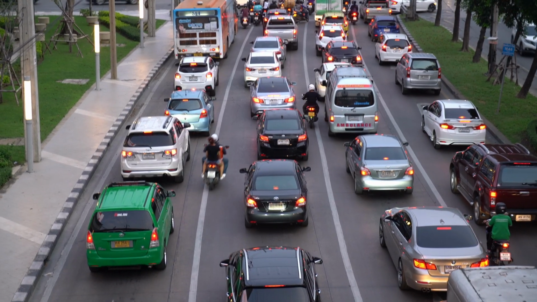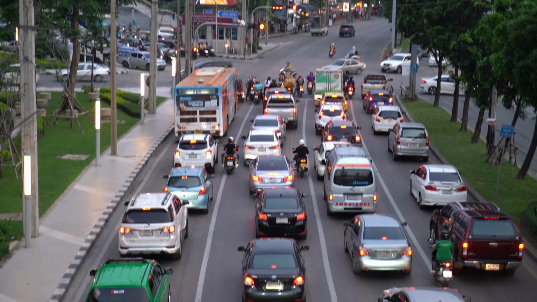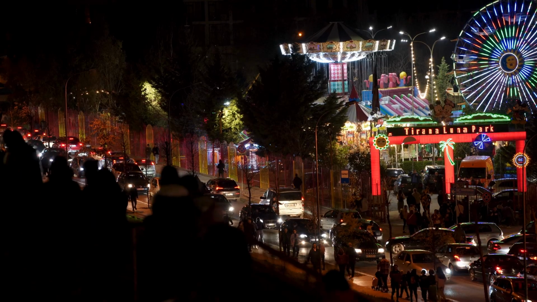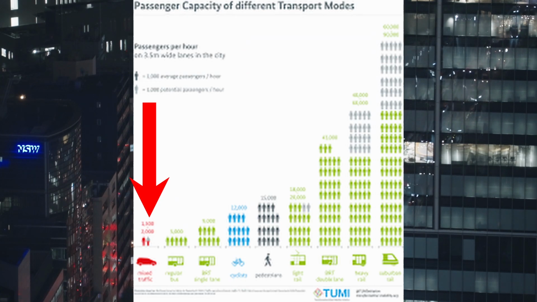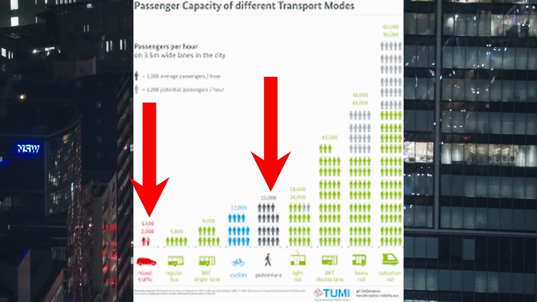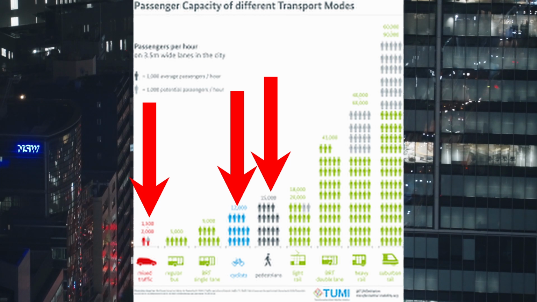Cars are an inefficient way of transporting a large amount of people in a short amount of time, which you can see with events as well, with a single car lane having a capacity of 1,500 to 2,000 people per hour, according to the Transformative Urban Mobility Initiative, much less than walking and cycling, and other modes that I'll cover later.